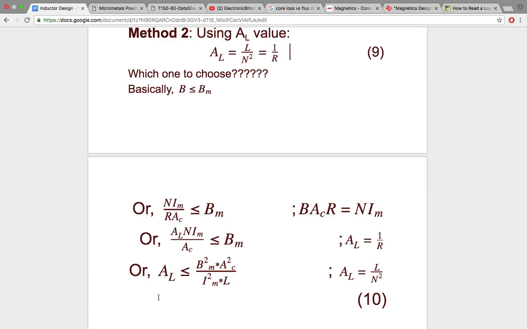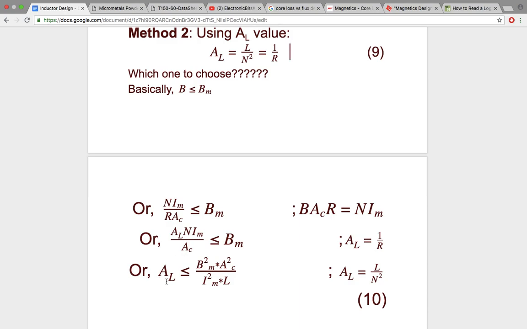But if this is greater than the permeance, what will happen? Your reluctance is low. The reluctance of the circuit is lower than the reluctance required. As a result, for the Im current flow, the B in the circuit will exceed the Bm. As a result, the inductor may go into the saturation region.